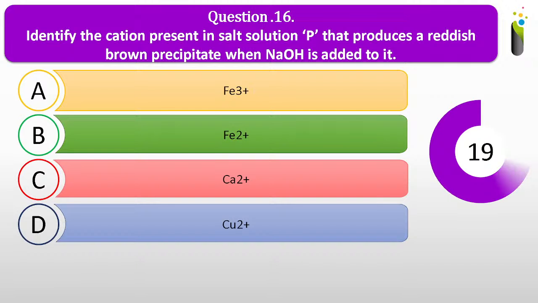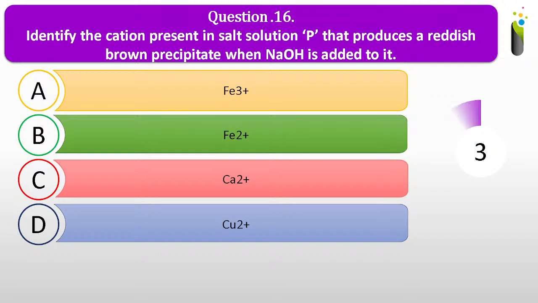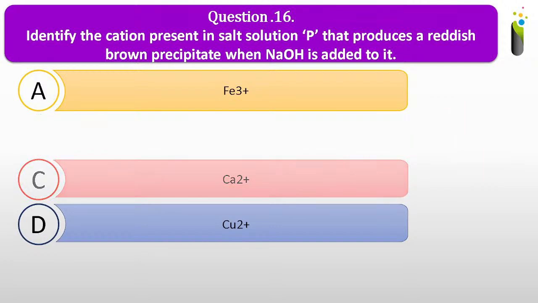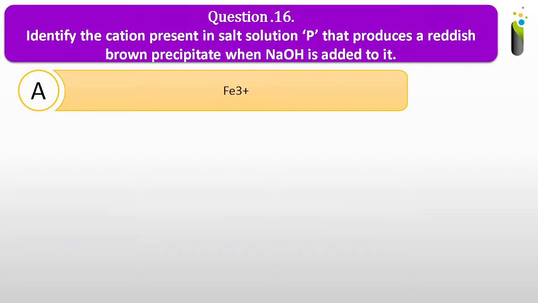So the correct answer, identify the cation present in the salt solution P that produces a reddish brown precipitate when NaOH is added to it. So the answer for question number 16 is Fe3+. Correct answer, Reshma, Kanak, Mr. Morgan, Arushi Shah. Very good. Going ahead with question number 17.